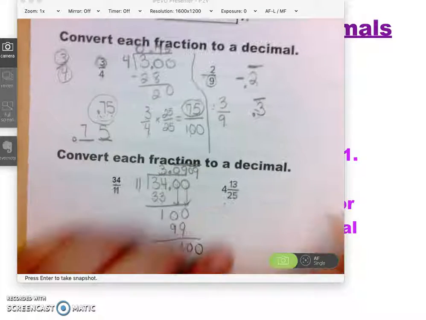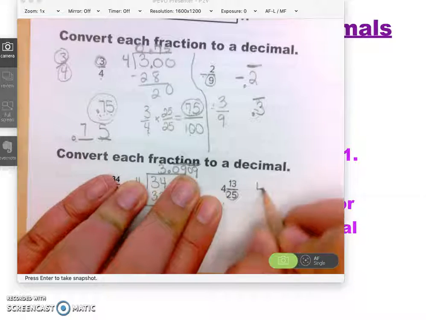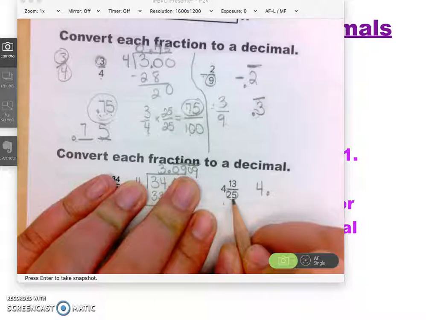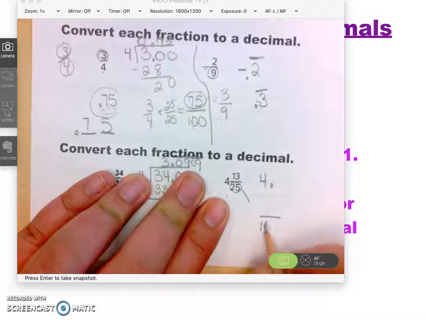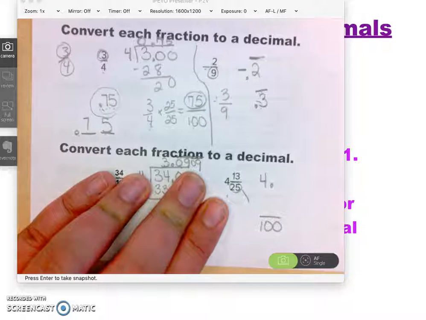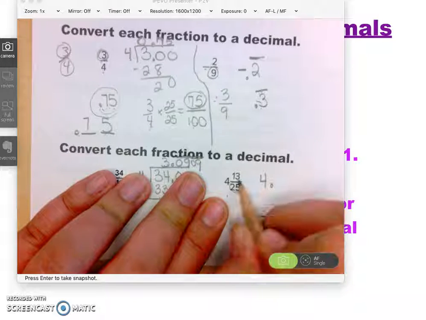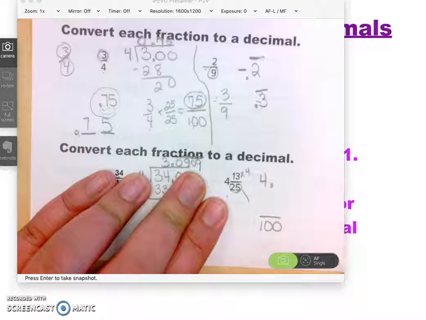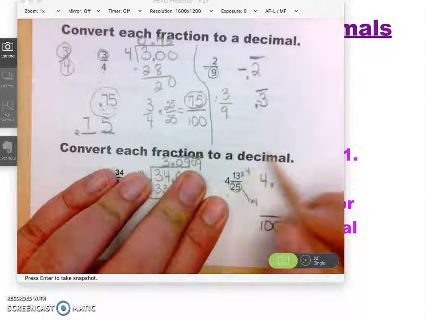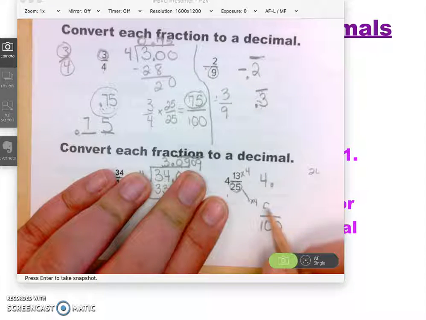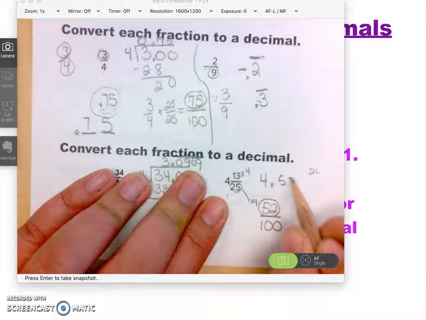And my next one, because I have 25 here, this 4 is going to go before my decimal, and this I'm going to change, just like before, to a fraction that has a denominator of 100. 25 times 4 equals 100, so I'm going to have to multiply the 13, sorry, did I say 5? I meant 4, times 4. And 13 times 4, 26, 52. Okay, and then this 52 just goes right here.